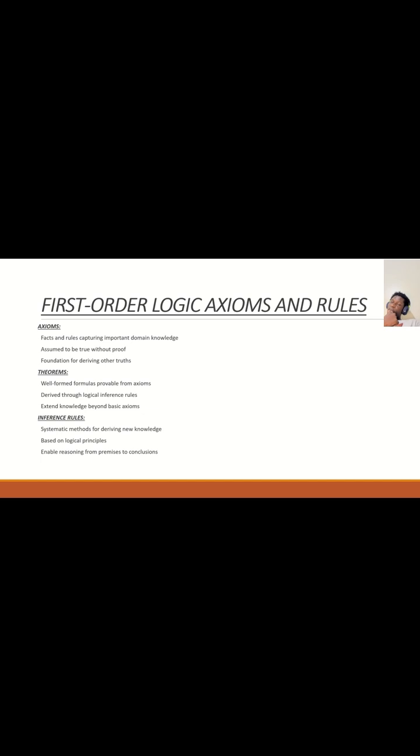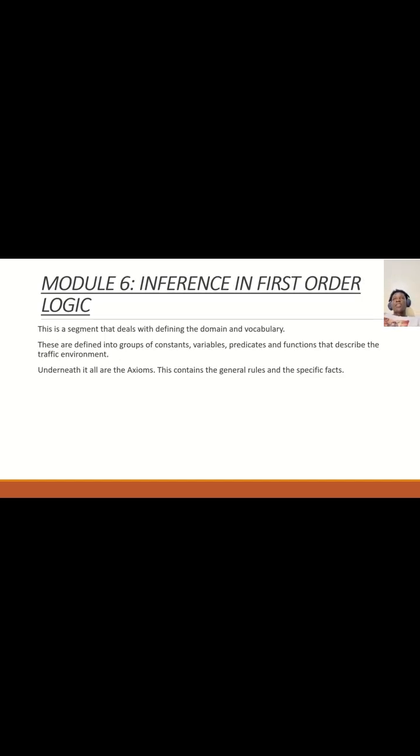So then we move forward to module number 6. So module number 6 talks about inference in first order logic. So this is a segment that deals with defining the domain and the vocabulary which is used in the domain and the problem segment. So these are defined into groups of constants, variables, predicates, and functions that describe the traffic environment. So underneath all of this, we have the axioms, which contain the general rules which will be followed when developing the module, and the specific facts.